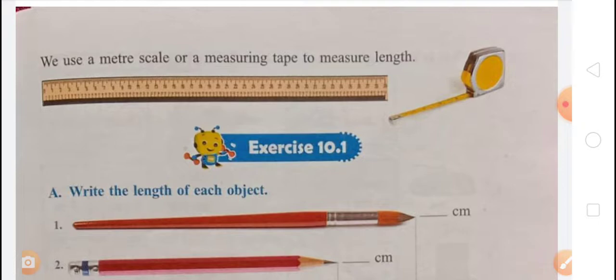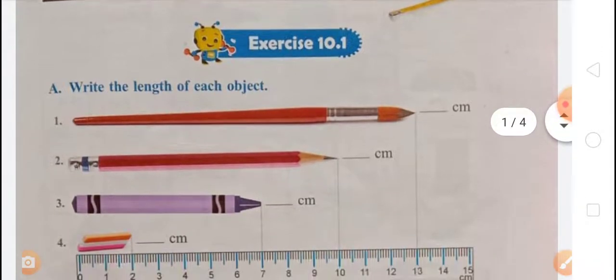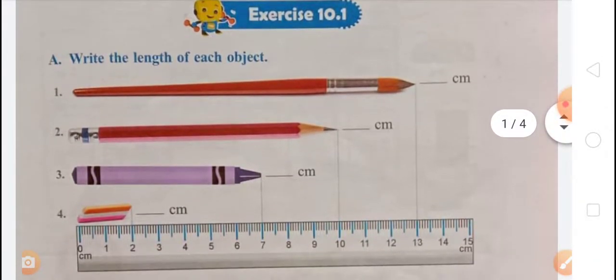And now that is exercise 10.1. You can see the exercise 10.1 given here. First question is: write the length of each object. You have to write the length of each object from the centimeter scale. You can see in the first picture the length of the paintbrush is 13 centimeter, in the second the length of the pencil is 10 centimeter, in the third the length of the crayon is 7 centimeter, and in the fourth the length of the eraser is 2 centimeter.